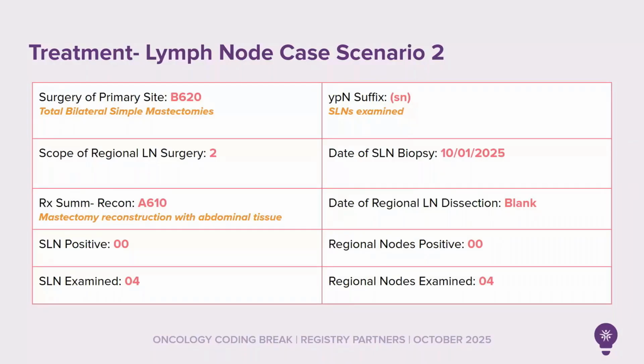Sentinel lymph nodes positive will be 00, and sentinel lymph nodes examined are 04. ypN suffix is SN. We coded the procedure as a sentinel lymph node biopsy, and the pathologist also listed that the sentinel lymph nodes were examined. Date of sentinel lymph node biopsy is 10/01/2025. Date of regional lymph node dissection is blank, and the regional nodes positive are 00 and examined are 04.